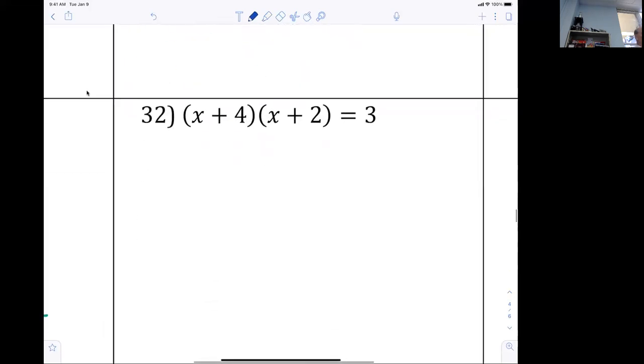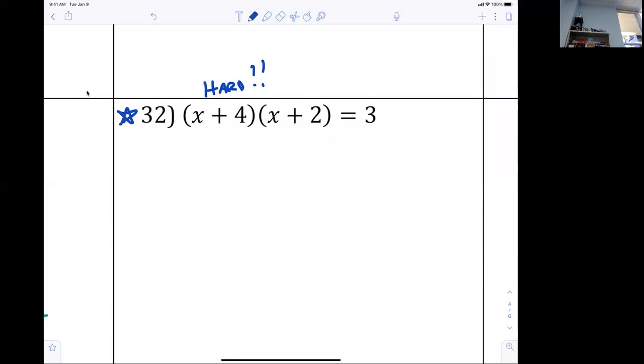Now, the next one, I need everybody to put a star by number 32. It's really and truly as hard as it gets. All right, but not really. First and foremost here, it's equal to 3, which is a problem, correct? Now listen to me. I'm not able to just subtract 3 because the x plus 4 times the x plus 2 is a product. You understand what I'm saying?